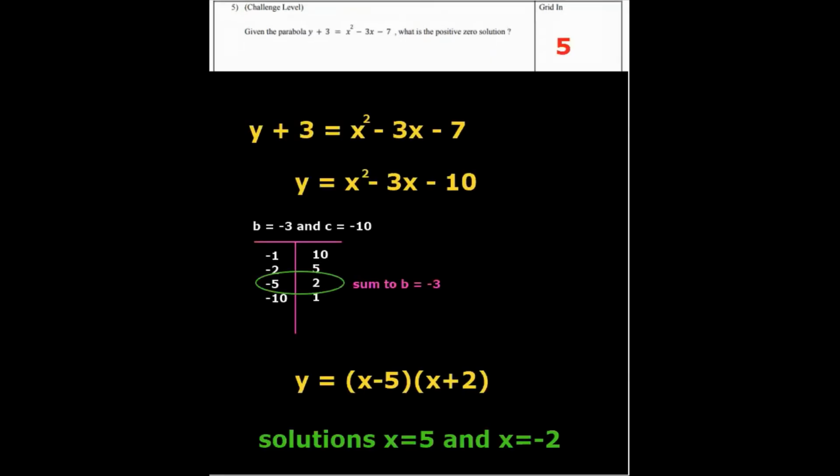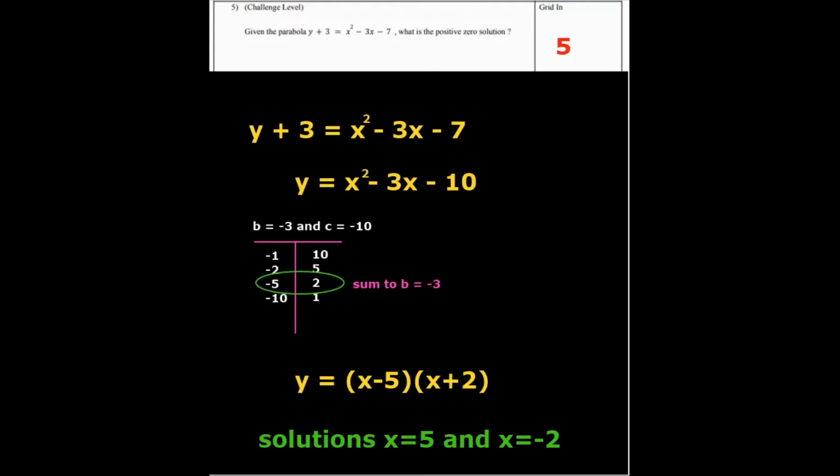Question 5. Given the parabola y plus 3 equals x squared minus 3x minus 7, what is the positive zero solution? Well, writing down the parabola, putting the equation into standard form, we subtract 3 from both sides first. Then we have y equals x squared minus 3x minus 10. A is 1, B is negative 3, and C is negative 10.